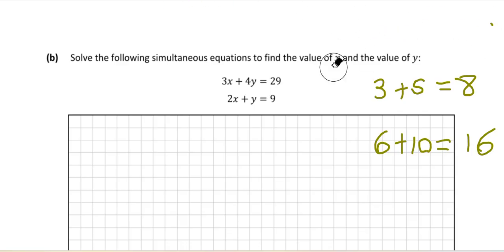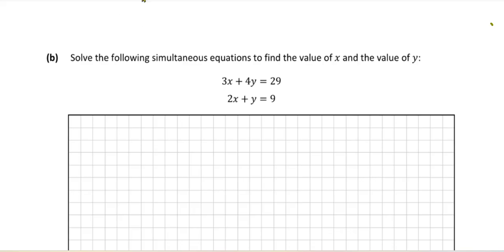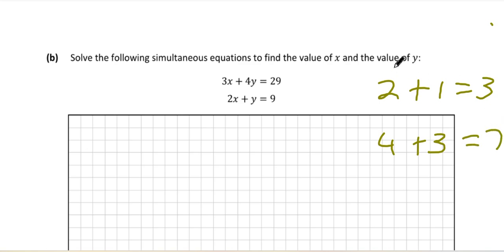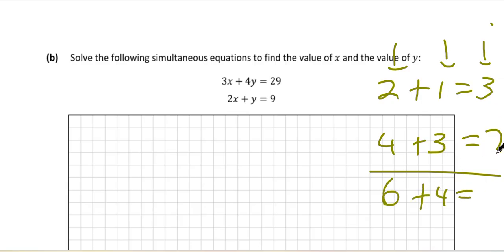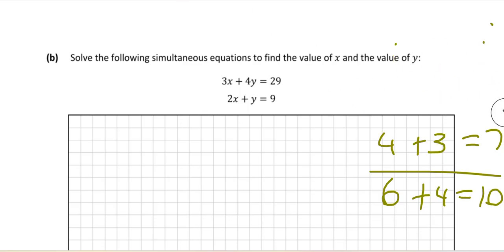Rule number 3. When I add two equations downwards, so 2 plus 1 equals 3, 4 plus 3 equals 7, I'm allowed to add downwards. And what happens when I add downwards? 4 plus 2, 3 plus 1, sorry, 3 plus 7. I'm allowed to add downwards, and I'm allowed to multiply any equation by any number I want. Everybody remember that? Now, pick a letter to get rid of, your choice.